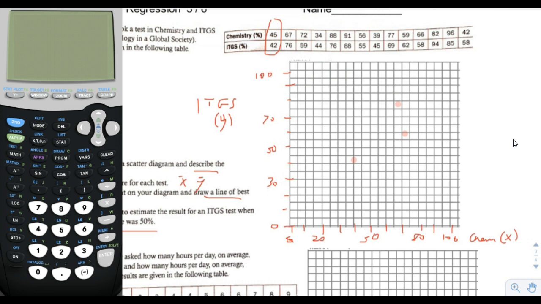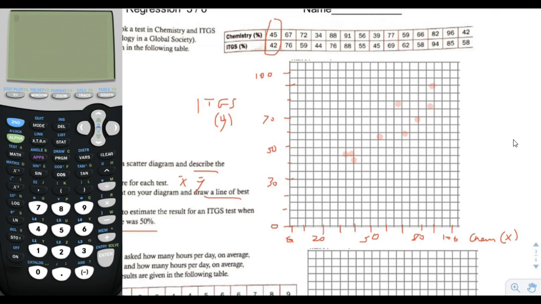34 comma 44. 88 comma 76. 91 comma 88. 56 comma 55. 39 comma 45. 77 comma 69.